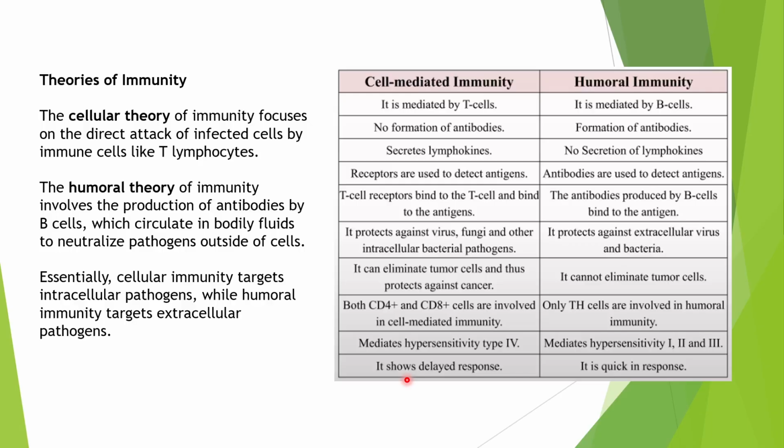So cell mediated is a delayed response and humoral is a quick response. So these are the basic characteristics of cell mediated and humoral immunity.